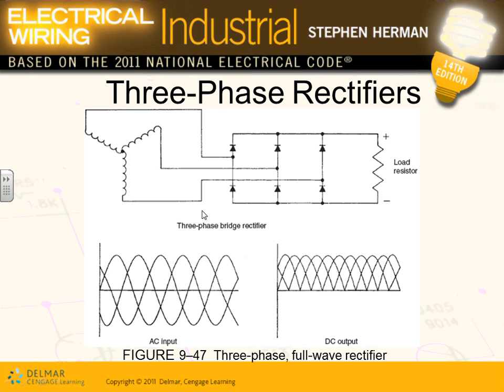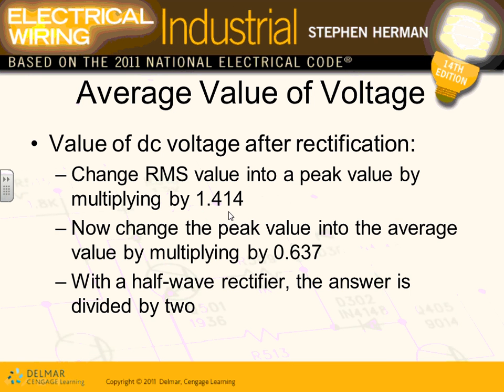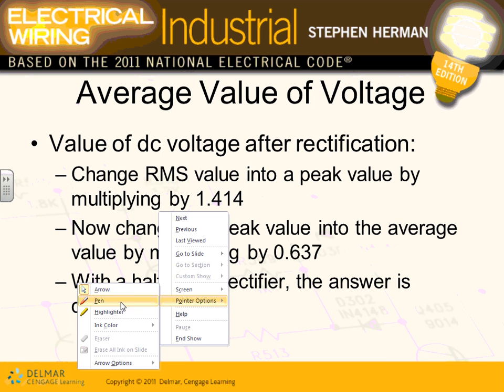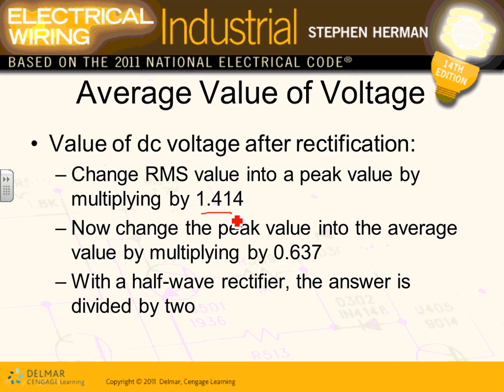So for DC, here we go, here's the pointer. Here's my RMS, which is 120 volts. You multiply it by this number, and then you multiply again by 0.637, and that will get you the DC voltage for this.